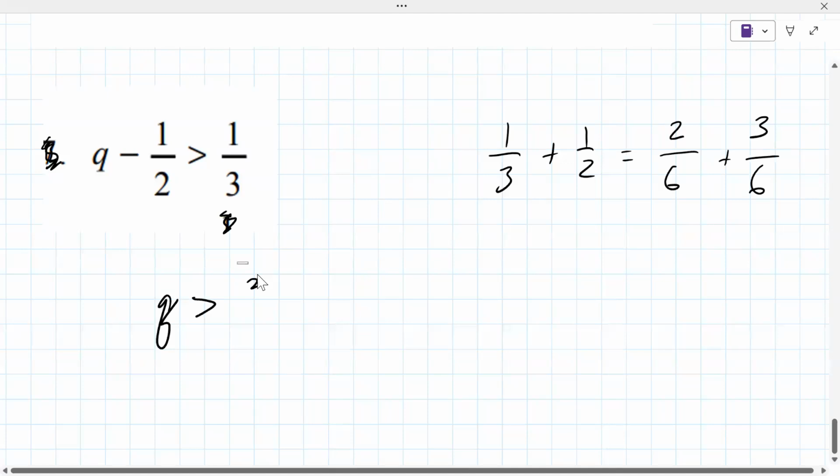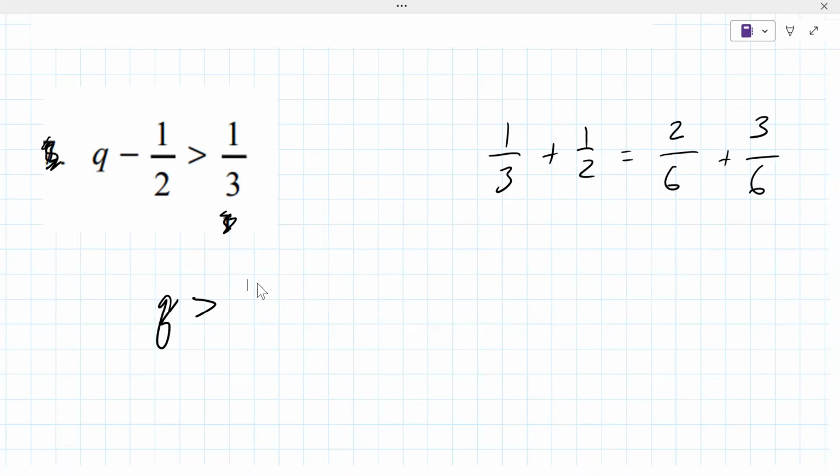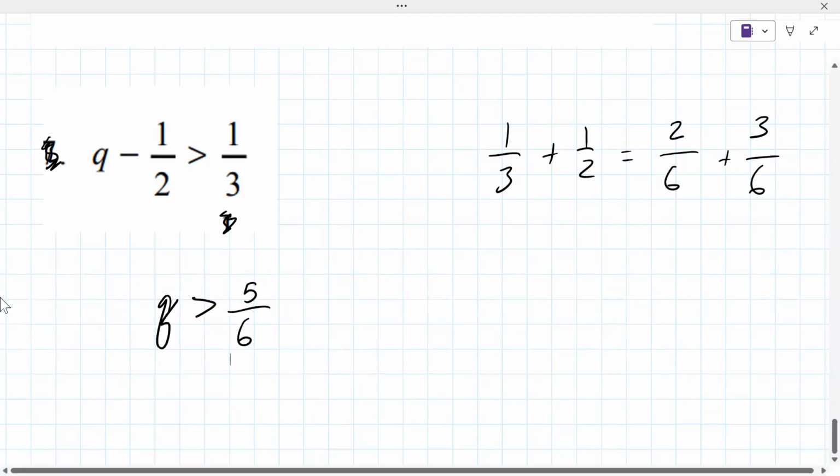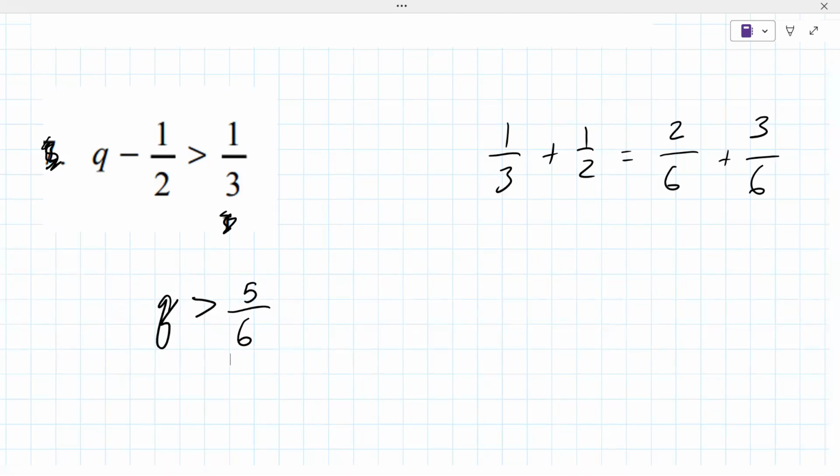Yeah, my brain's dying today. I know it's late. It's the first day back at school. Q is greater than 5/6. Okay, so I think we found kind of a sweet spot here of some problems maybe to do.